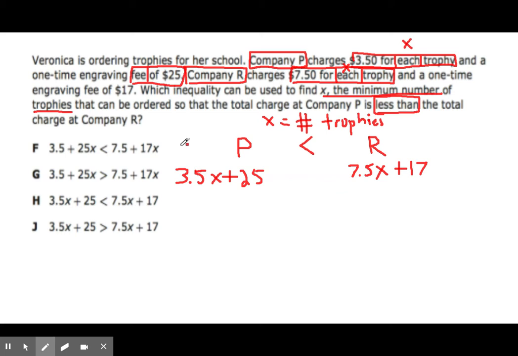And again, we need all of our charge for company P to be less than all of the charge for company R. So let's see if any of these inequalities match what we just wrote. If I look at the third choice, H or C, I can see this inequality, 3.5 times X plus 25, is less than 7.5 times X plus 17. All right, let's keep rocking and rolling.